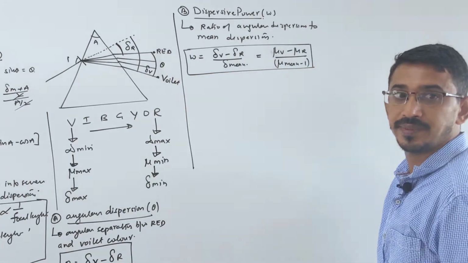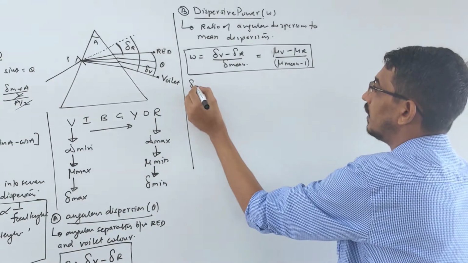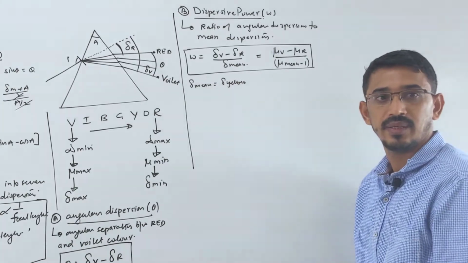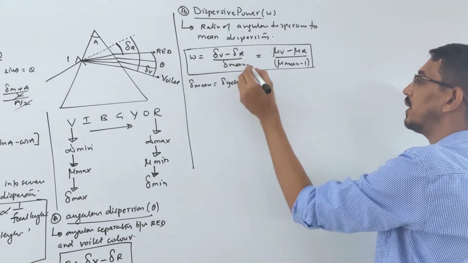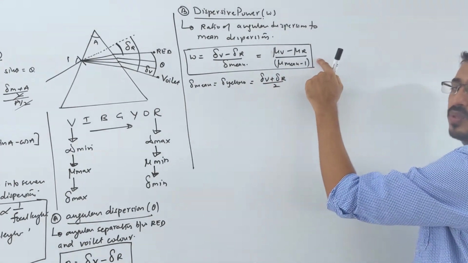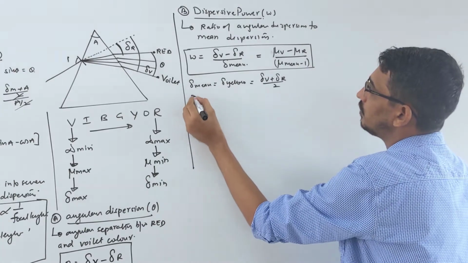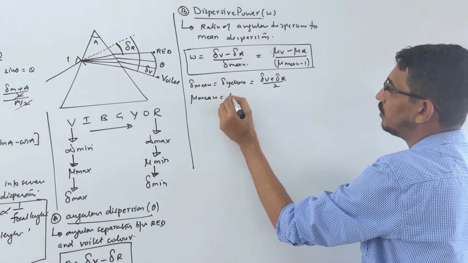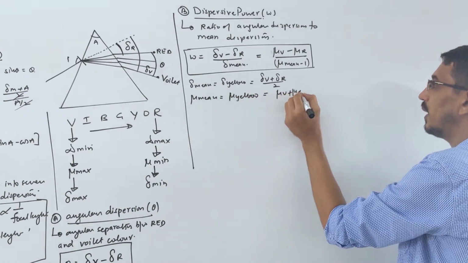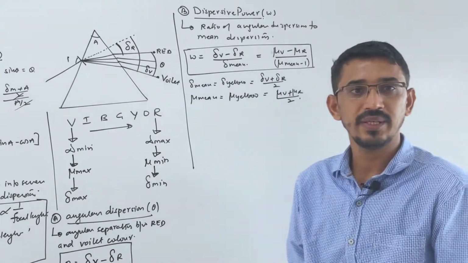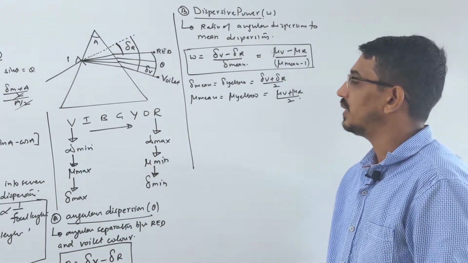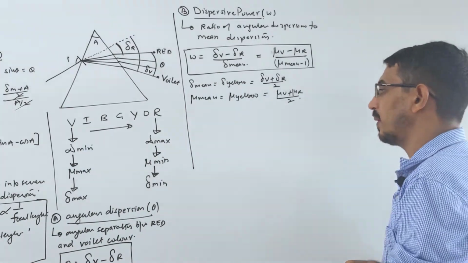Give attention here. What is delta mean? Delta mean is either delta yellow, if the yellow color is given, that's called your mean or middle color. Or if yellow is not given, then the average of these, delta violet plus delta red, divided by 2. But most of the time we use this formula in terms of mu, the refractive index. So what is mu mean? Mu mean will obviously be either mu yellow, if given, and you can put that value, or mu violet plus mu red, divided by 2. You take the average of them, right? So angular dispersion by mean dispersion, this ratio is called dispersive power.